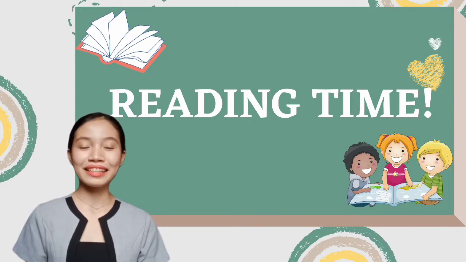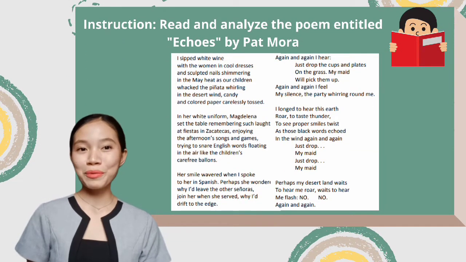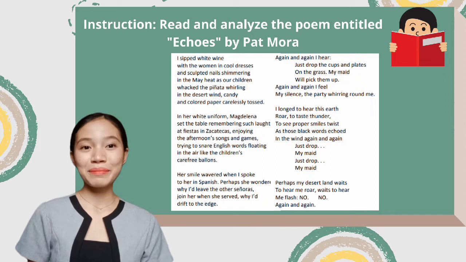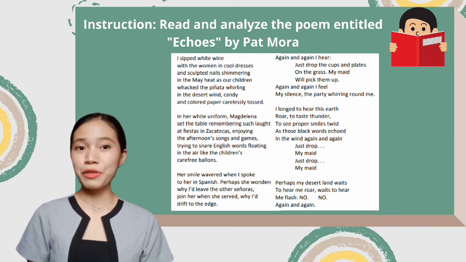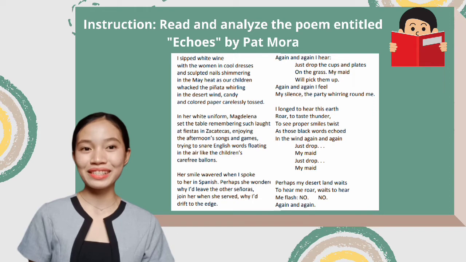I want you to read and analyze the poem entitled Echoes by Pat Mora. And afterwards, I'll ask some questions about it. I'll give you some time to read the poem. Time is up. Did you have fun reading the poem? Alright, so now I have questions for you. What are the sensory images present in the poem? Do these sensory images contribute to the poem? And how do these sensory images contribute to the meaning of the poem? So let's assume that the students have answered these questions.